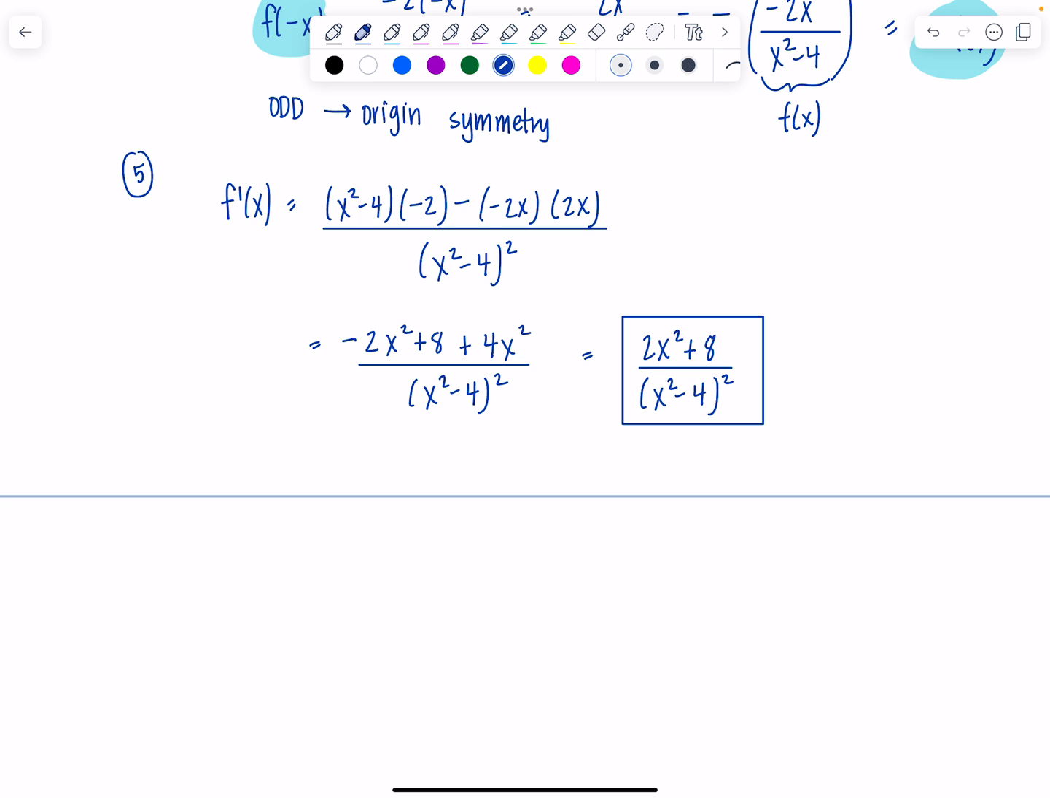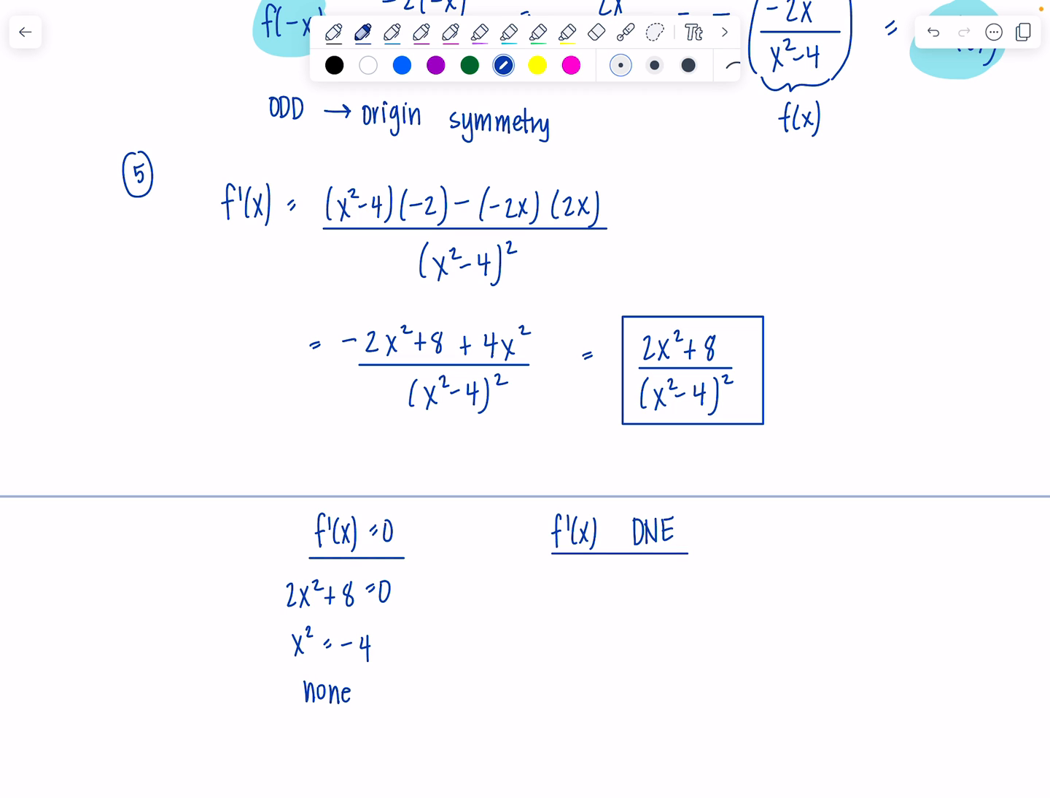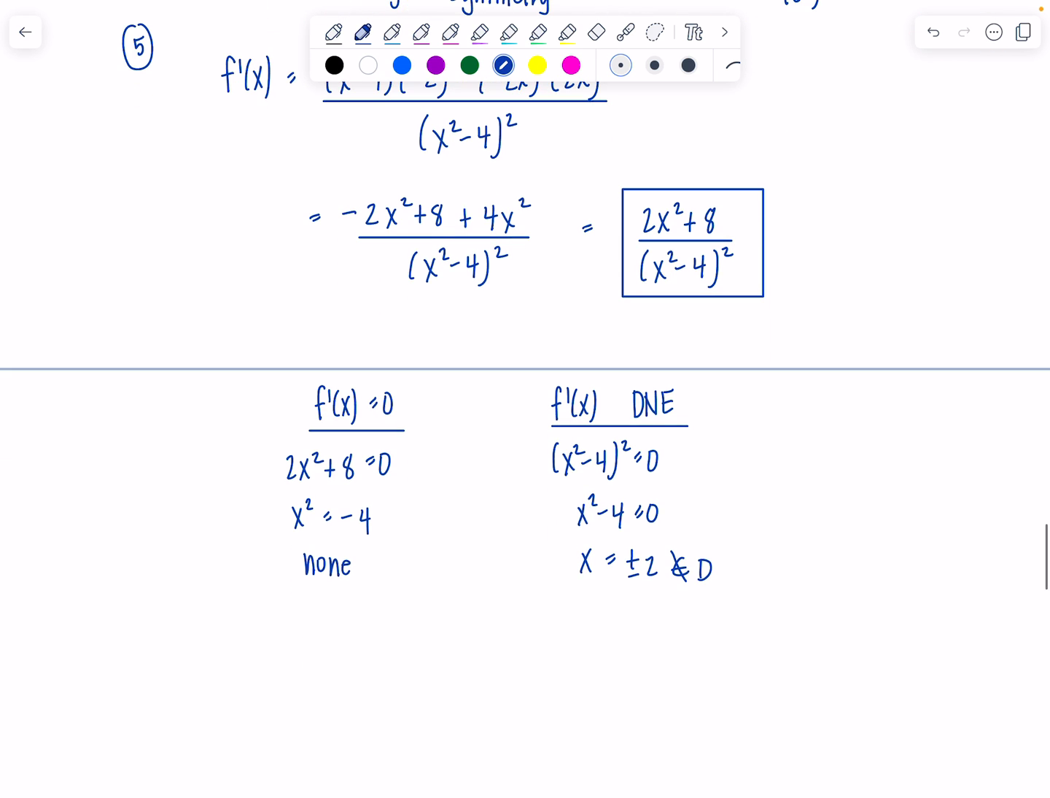Now we want to find critical numbers. So I want to see, where does f prime of x equal 0 and where does f prime of x not exist? Okay, so it equals 0 if the numerator is 0. Remember our little shortcut, which would mean x squared is negative 4. Well, that's not possible. No real solutions there, so none. And then f prime doesn't exist if the denominator is 0. Well, that happens if x squared minus 4 is 0, if x equals plus or minus 2. But remember, those are not in the domain. So I have no critical numbers. How sad. Okay, it's fine. We'll deal. No critical numbers.